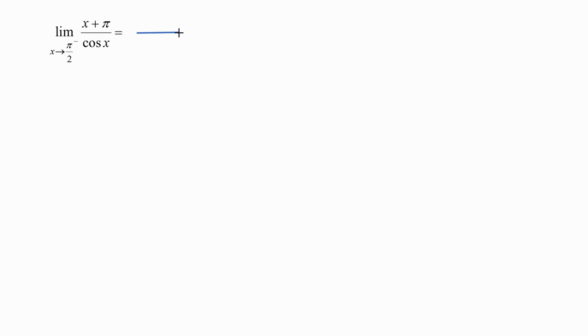Let's get the fraction bar. In the numerator, we have to do pi over 2 plus pi. So pi over 2 plus 2 pi over 2 is 3 pi over 2. In the denominator, we have to do the cosine of pi over 2 coming in from the left. Now we know the cosine of pi over 2 is 0, and we will need to determine whether it's 0 plus or 0 minus. So once again, let's use the graph.